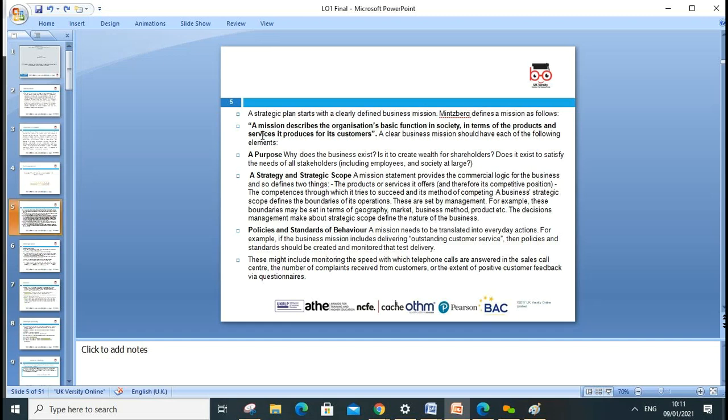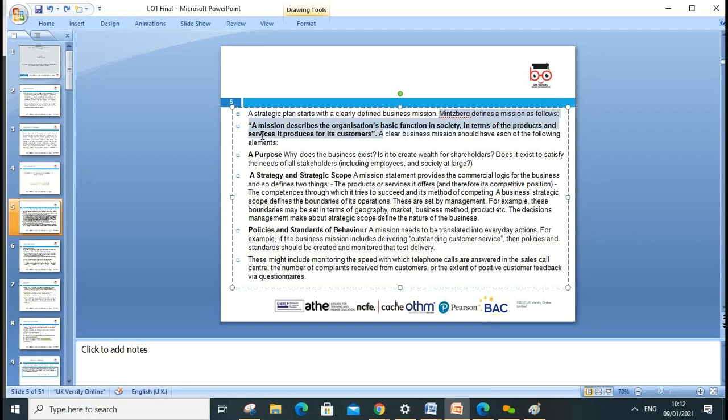First of all, the strategic plan defines the mission. Mission, according to Mintzberg, one of the authors, is described as the organization's basic function in society. What they do for society in terms of product and service produced for its customer. A clear business mission should have each of the following elements. The purpose: why should the business exist?